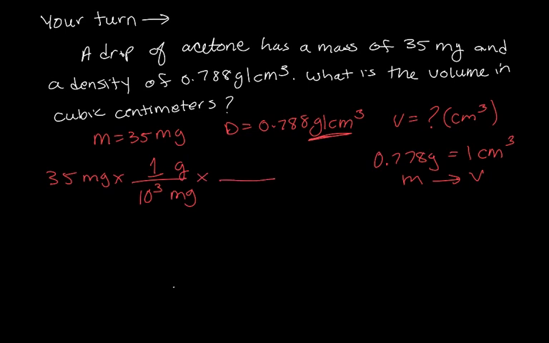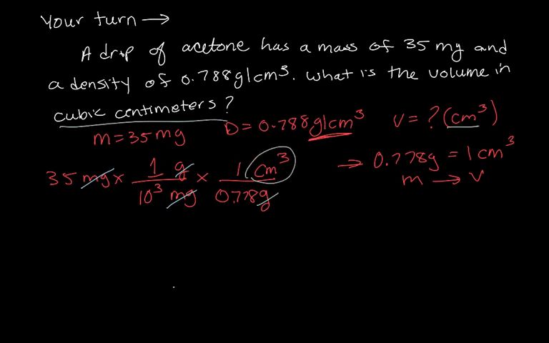Now we can use our conversion factor. Since grams is on the top, grams is going to go on the bottom, and cubic centimeters is going to go on the top. And now we're going to use this conversion factor. For every 1 cubic centimeter, there is 0.788 grams, right? So you see the units cancel out, and we're left with our desired unit of cubic centimeters. Okay? And when we go ahead and we carry this out, we end up with 4.4 times 10 to the negative 2 cubic centimeters.